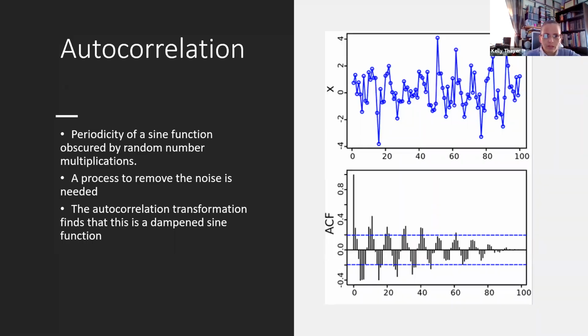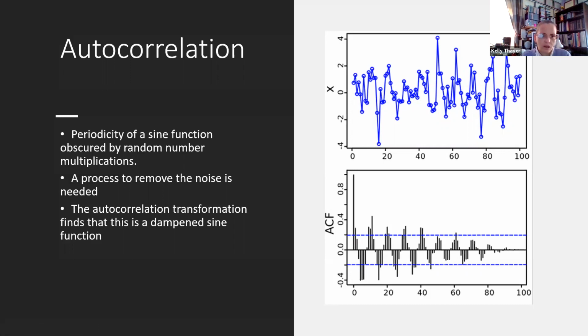Next thing we'll talk about is the autocorrelation. So notice here that we have some data points. This in fact is a sine graph that has been modified by imposing some noise. We have randomly selected some numbers and added them or subtracted them from the sine graph to produce this graph over here. And the question is, would we be able to recover the original data?